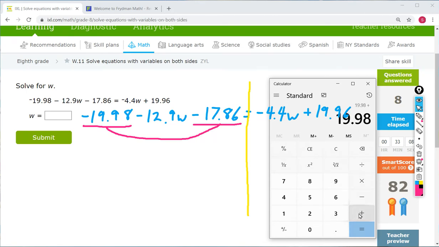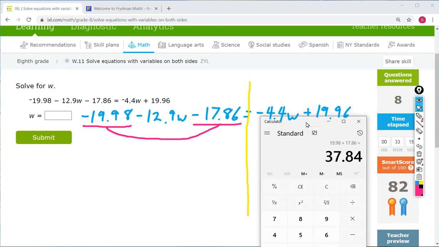19.98 plus 17.86, 37.84. But remember, I have to keep the symbol. So I'm going to get negative 37.84. There's no W there. And then minus 12.9 W. That's just from right here. I'm just copying it down.